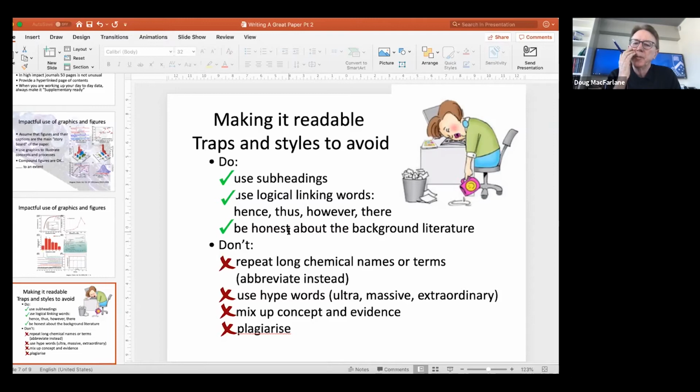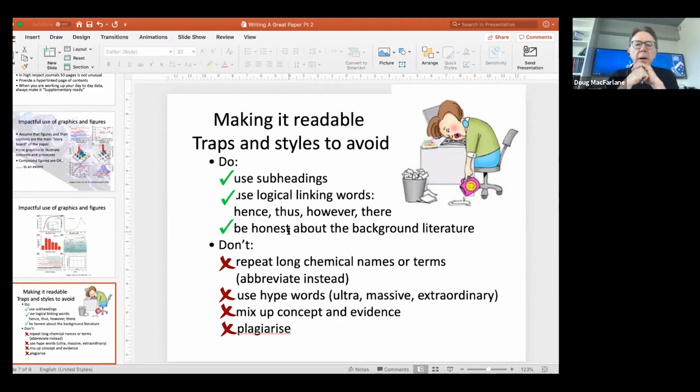It's very important to be honest about the background literature. I think there's a growing trend to be a little bit selective, and there's nothing more guaranteed to get a paper rejected than the referee coming back and saying, well, this paper doesn't seem to recognize XYZ paper, which has done, et cetera. Those are extremely embarrassing and almost guaranteed to get you a rejection. So be fair and honest about that.